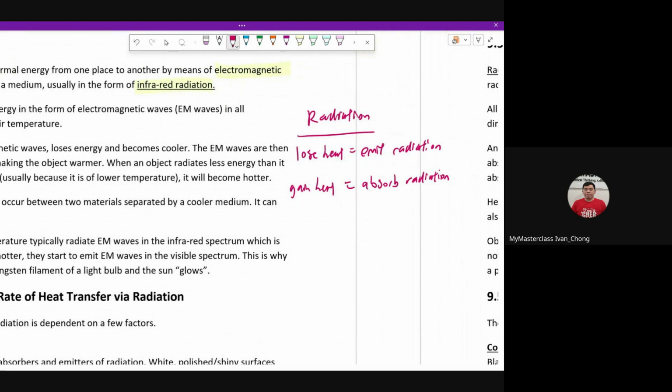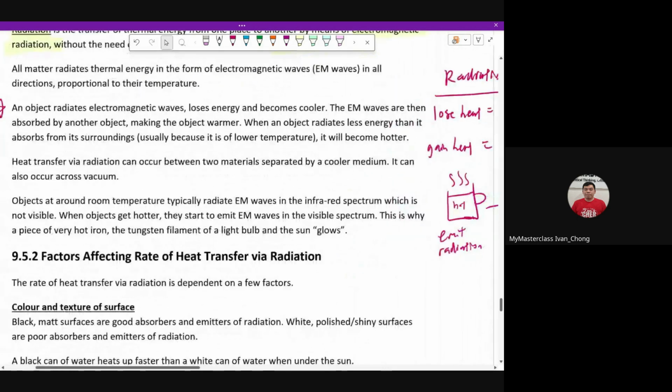So let's say my favorite cup of hot coffee versus a cold cup of coffee over here. So what happens is, basically you are losing heat over here, right? So this emits radiation, and my colder cup will actually absorb the radiation that was emitted. Okay, it's always from hot to cold, regardless of whether it's conduction, convection, or radiation. It's always going to be from hot to cold itself.